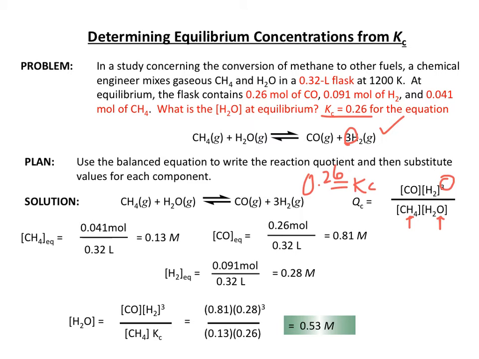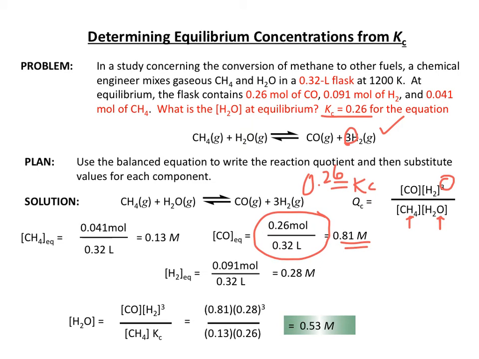So one of the catches here, one of the things that could mess you up, is the fact that they give you the moles of each of those and they tell you the volume of the flask. So one of the first things you need to do is convert, or determine the concentrations based on moles per liter. So we have a 0.32 liter flask. First we're given 0.26 moles of CO, so 0.26 moles per 0.32 liters gives me 0.81 molar for carbon monoxide.